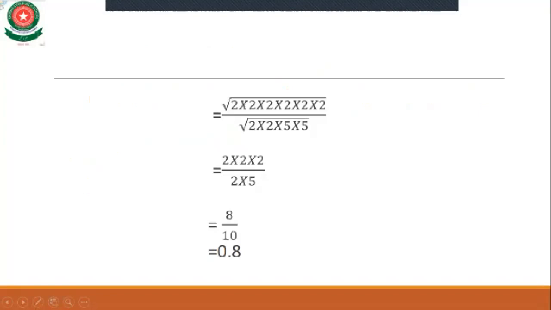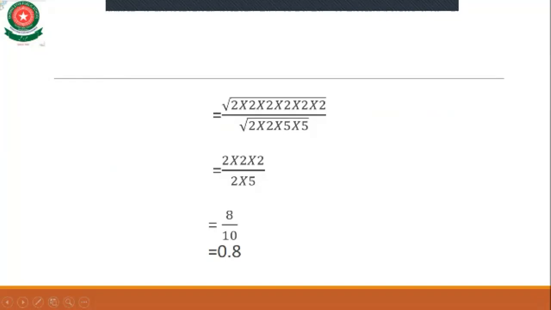2 multiply 2, 2 square and under root cancel each other. In the denominator, 2 multiply 2, 2 square and under root cancel each other, and remaining term is 2. 5 multiply 5, 5 square and under root cancel each other, remaining term is 5. In the numerator, we have given 2 multiply 2 multiply 2. And in the denominator, we have given 2 multiply 5.